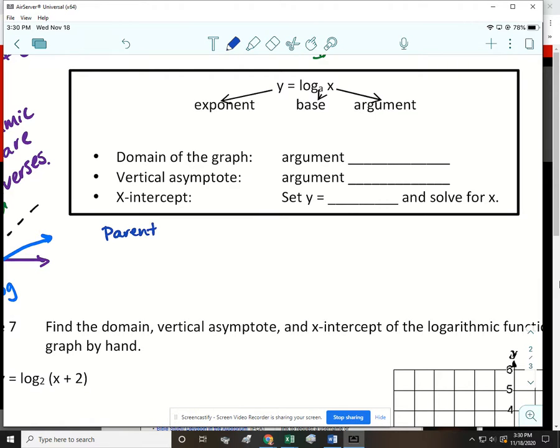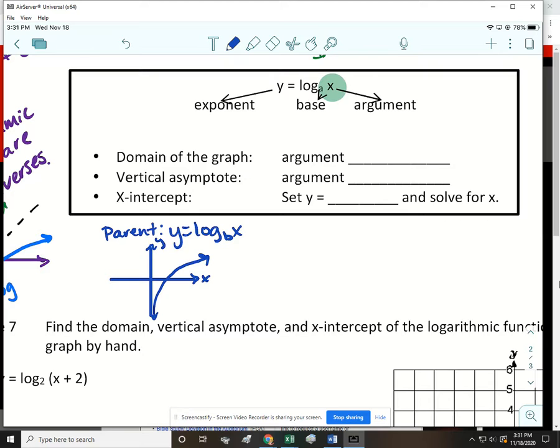All right, so the parent function for logarithms, we'll just say y equals log base b of x. It's going to look something like this. The argument of the expression is this x right here. The base obviously is what we've been talking about, and then y is the exponent.